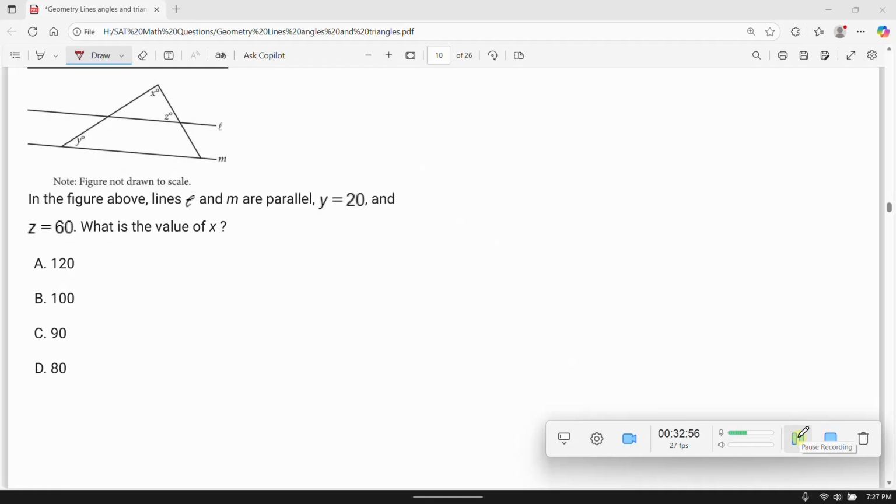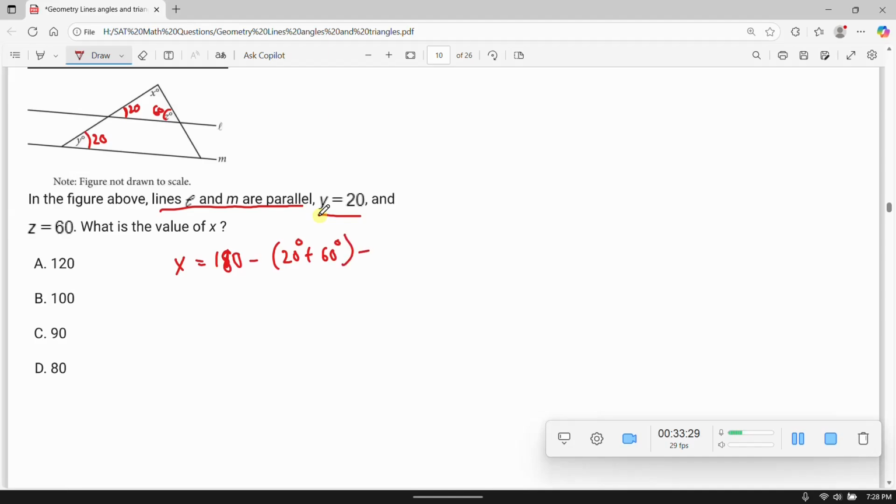So now let's label what we know. Y is equal to 20 and z is equal to 60. So now the y and this angle over here are congruent because L is parallel with M. Then x is going to be 180 minus 20 plus 60. So that's going to be 100 degrees.